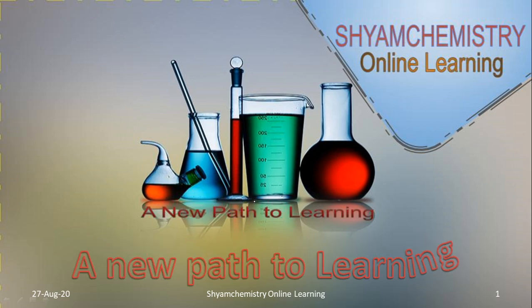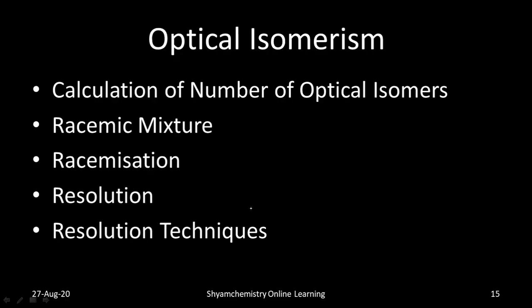In this video, we will learn about calculation of number of optical isomers possible in a molecule. Second topic is racemic mixture and racemization, resolution techniques. Okay, let us discuss one by one.